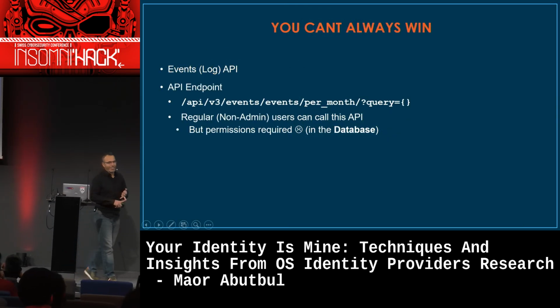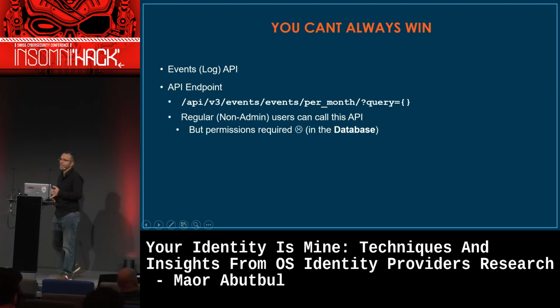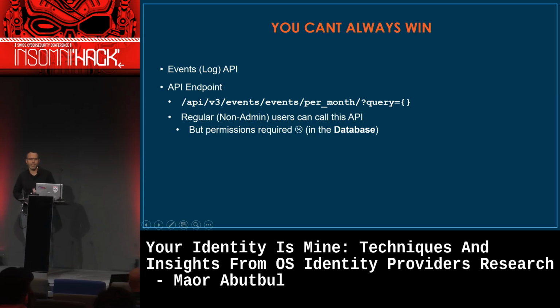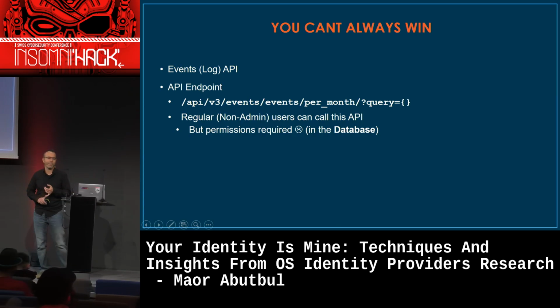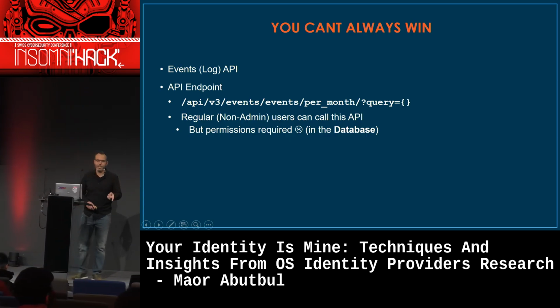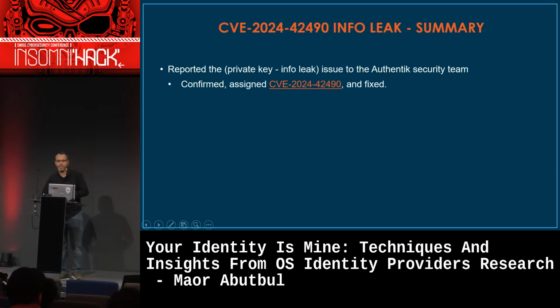After exploiting this issue and creating a POC, we tried to request it using normal user permissions, but this attempt failed. We found that permissions are required in the database. To summarize this part, we reported the info leak issue to the Authentik team. They confirmed it, assigned a CVE, and fixed it.